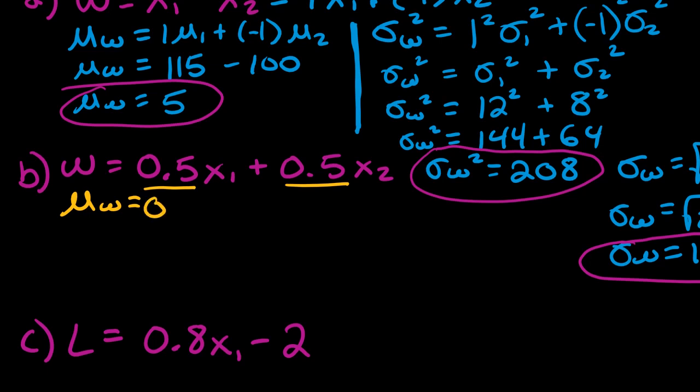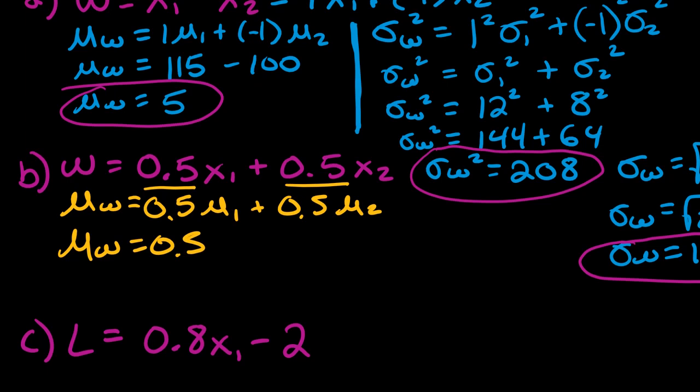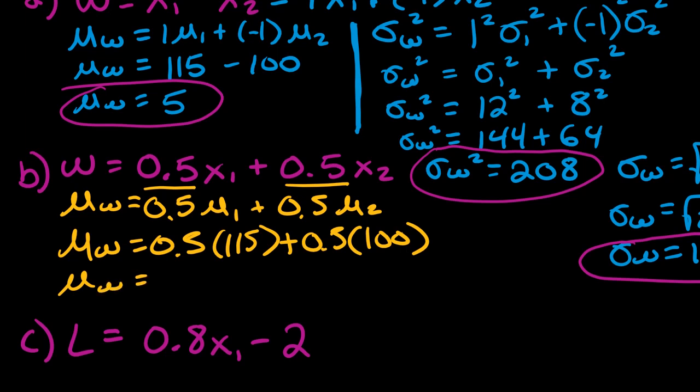So I'll keep A and B, and I'll put in the mu of 1 and 0.05 times the mu of 2. So the mean of W is 0.05. The mu 1 is 115 plus 0.05 times the mu 2, which is 100. Okay, and now we just need to do some math to figure this out. 57.5 plus 50, which is 107.5.